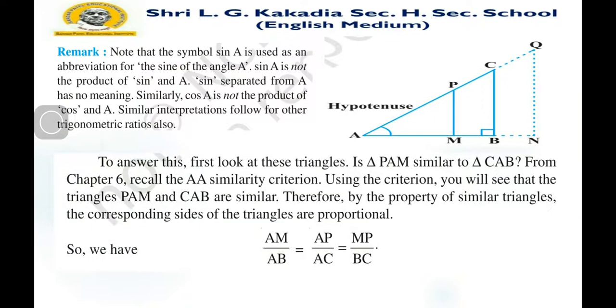To answer this, first look at these triangles. Is triangle PAM similar to triangle CAB? From chapter 6, recall the AA similarity criteria. Using the criteria, you will see that triangles PAM and CAB are similar. Therefore, by the property of similar triangles, the corresponding sides are proportional. So we have AM upon AB is equal to AP upon AC is equal to MP upon BC, and so on.